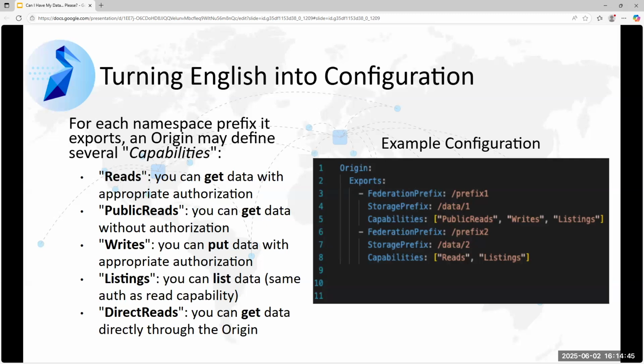We say that for this section of my object store, I'm willing to let people read publicly. I'm willing to let people write to it if they have the appropriate authorization. And I'm willing to let people list. This is the kind of language we work with in Pelican. So reads means you can get data with appropriate authorization. Public reads means no authorization. Writes and listings do what you would expect. And direct reads is the one I mentioned in the previous slide, where the origin is saying, I'm okay if people come and talk to me directly. I don't care that you come through this caching infrastructure.